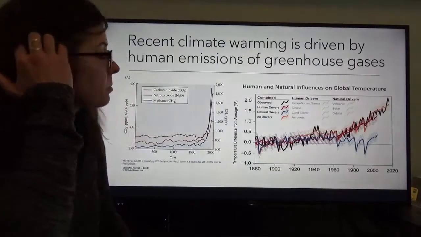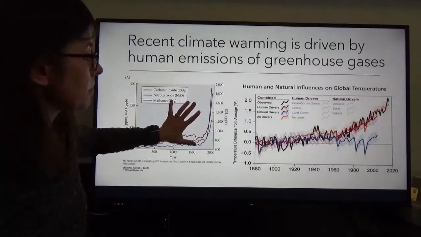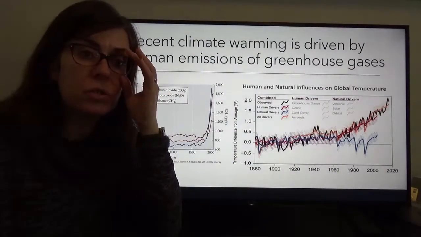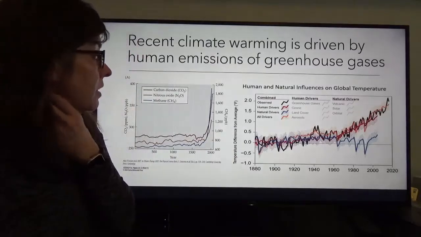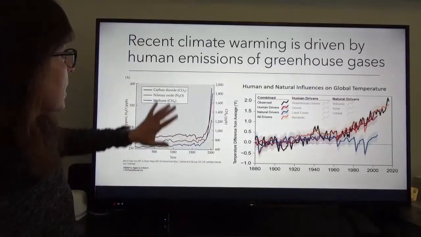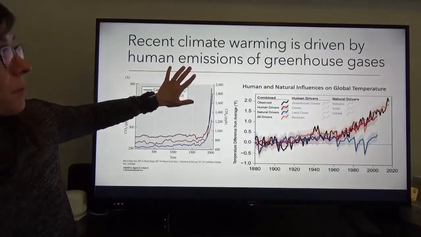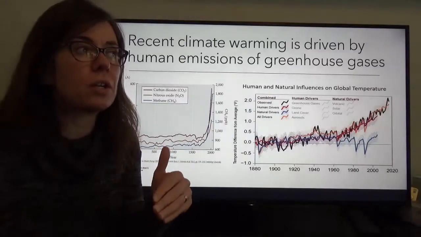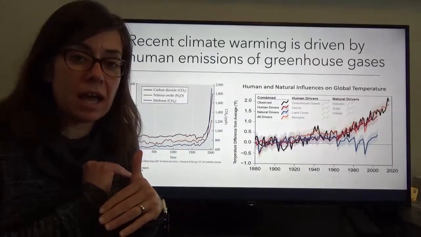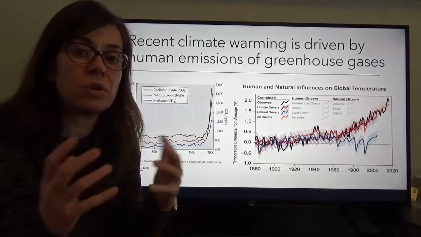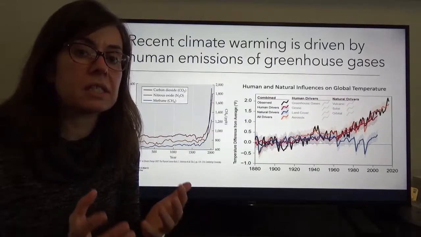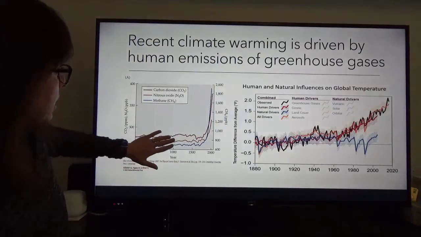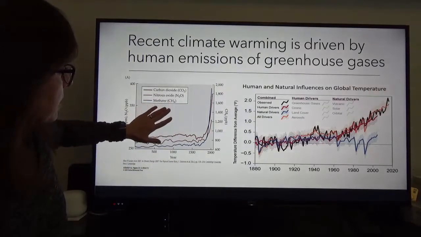Okay, so we've already talked about this a little bit, but I want to dive a little bit more deeply into this, and this also links with guest lectures we've had that have talked about climate warming. But recent climate warming is driven by human emissions of greenhouse gases. This is unequivocal. Scientists are absolutely certain of this. There is no uncertainty around this statement. We can see the patterns here of various greenhouse gases.